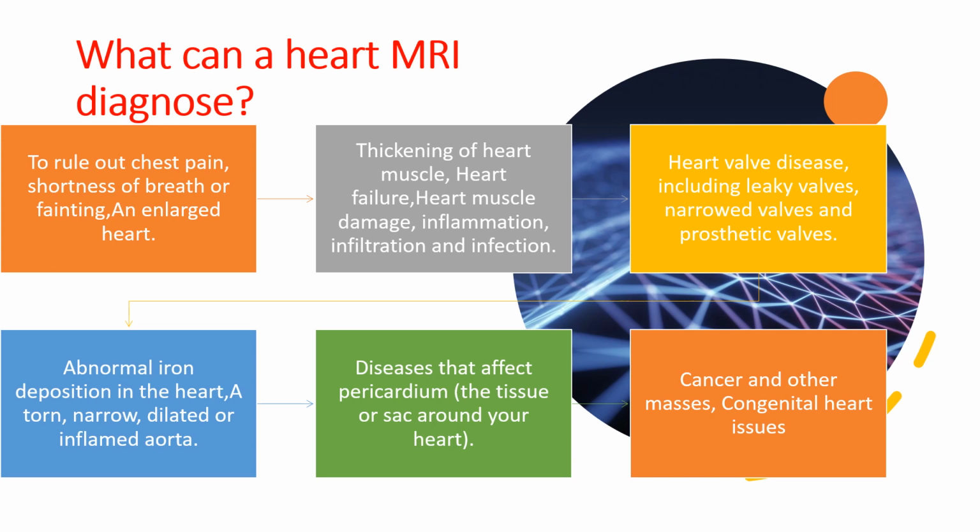What can a heart MRI diagnose? To rule out chest pain, shortness of breath or fainting. And here we can assess the thickening of the heart, heart failure, heart muscle damage, any inflammation, infiltration and infection. And even we can find out the leaky valves, narrowed valves and prosthetic valves, and any iron deposition in the heart, whether there is any infection or inflammation of the heart walls, or even the congenital heart disease, any malignant changes in the heart also we can diagnose.